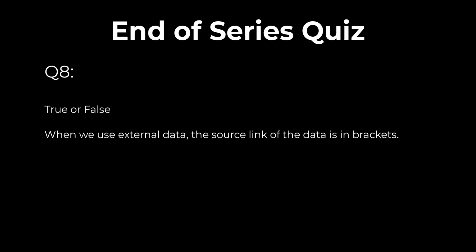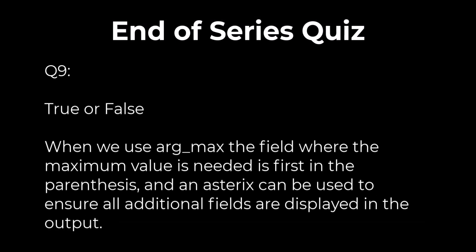The answer is true. The source of the data is encapsulated in both quotes and brackets, with an @ symbol before the quotes. Question 9. When we use argmax, the field where the maximum value is needed is first in the parentheses, and an asterisk can be used to ensure all additional fields are displayed in the output.